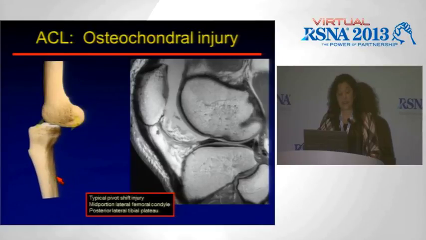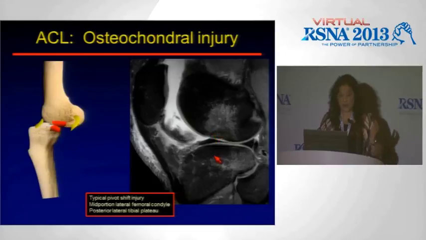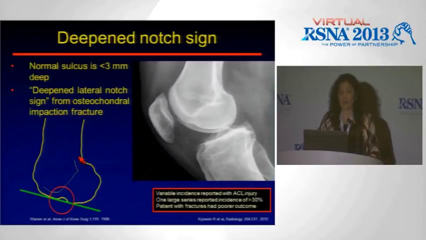So what happens here is that the tibia glides forward, impacts the femur, and you get this characteristic pattern of a central femoral osteochondral abnormality, whether it be a bruise or a fracture, and the same type of lesion taking place in the posterior tibia. So even though these are not related to each other or adjacent to each other when you image them, during the time of impact they were in direct contact with each other.